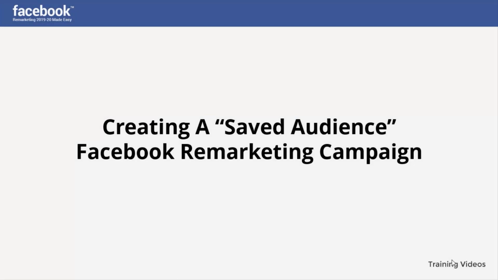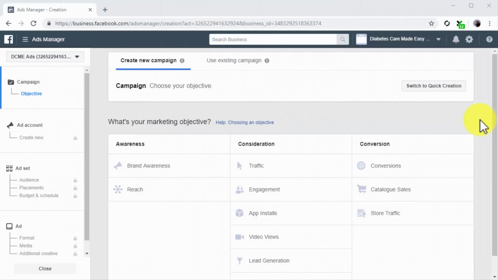Creating a saved audience Facebook remarketing campaign. Hey there, everyone! Creating saved audiences is the safest way to ensure that you won't forget to use the perfect targeting options every time that you create a campaign. What's more, it allows you to save different targeting combinations that you can test out when appropriate.